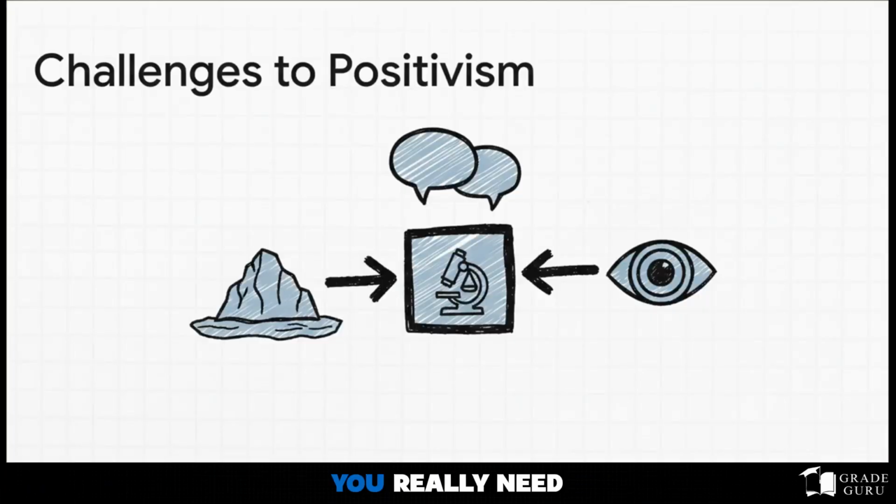For your exam, you really need to know these 3 big alternatives. We've got scientific realism, interpretivism, and critical realism. Each one offers a totally different answer to that big question we started with. How do we know what's true?